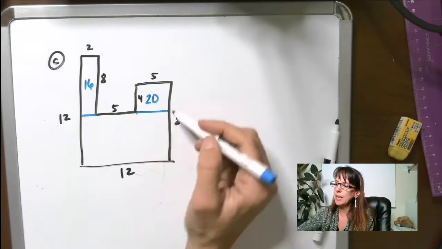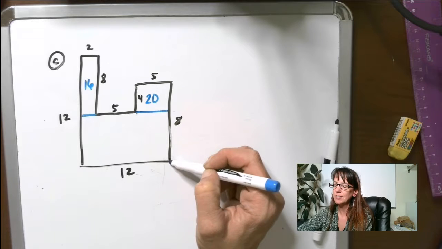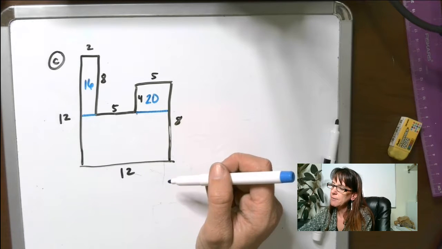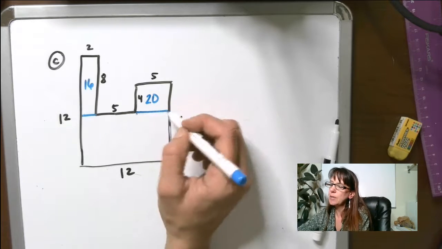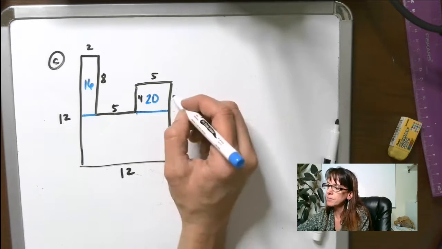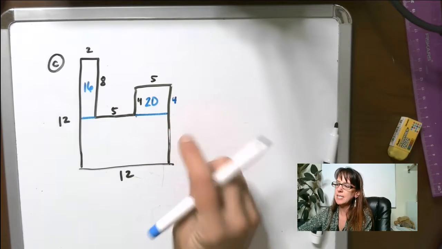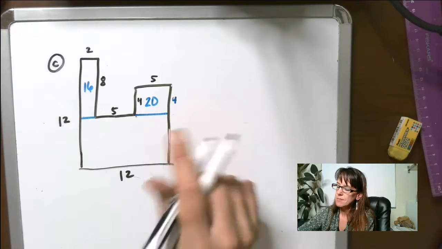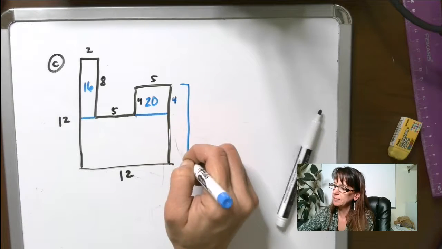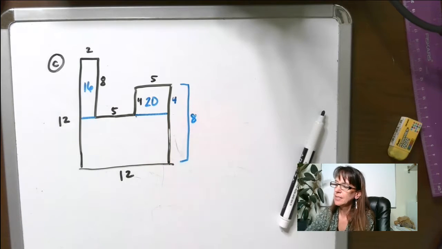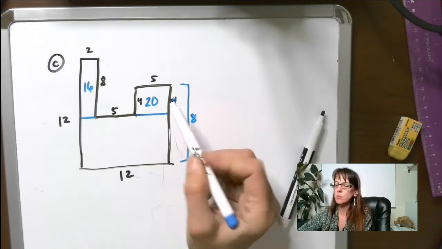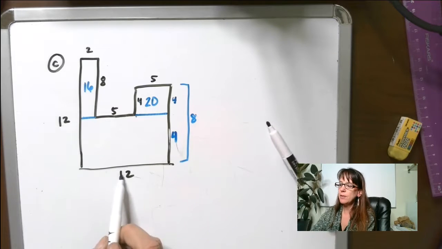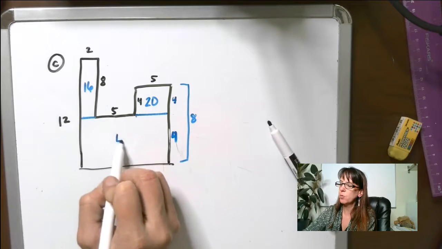Now for this one, we know that this whole side is 8, right? But we need to figure out what just this portion of it is. Do you see that this is 4 here? If the whole thing is 8, and this side is 4, that means this side is 4, that means this is 4 too. So down here, 12 times 4 gives us 48.